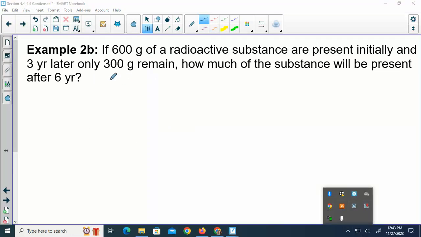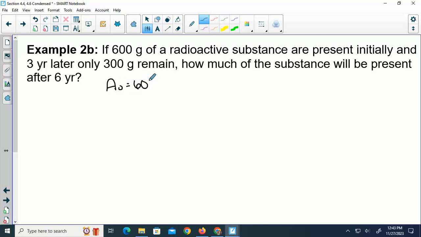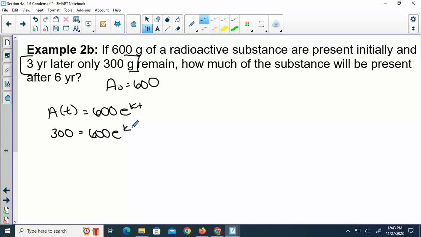We have 600 grams initially, so that's our A sub 0. So the equation is the beginning amount times e to the kt. We need k, so we can use the other value given. In 3 years, you have 300. So the amount is 300 equals 600 e to the k times 3 power.